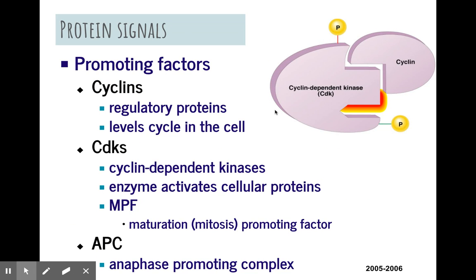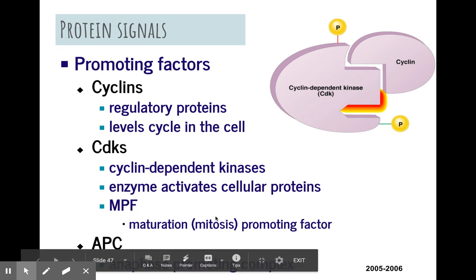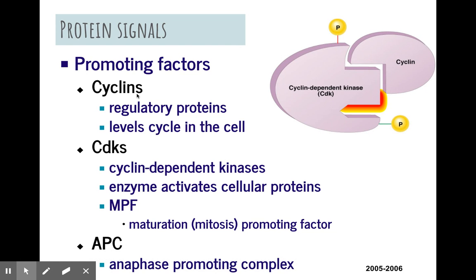The promoting factors are known as cyclins, CDKs, and APCs. The ones that you're going to be most familiar with, that we will be looking at, will be the cyclins. And whenever you see the term cyclin, I want you to think of cycle. Basically, these promote the cell cycle. CDKs are cyclin-dependent kinases, and these are enzymes that activate cellular proteins. They promote mitosis. APCs are anaphase promoting complexes. We won't focus too much on those, but like I said, we will be looking most at the cyclins and the CDKs.